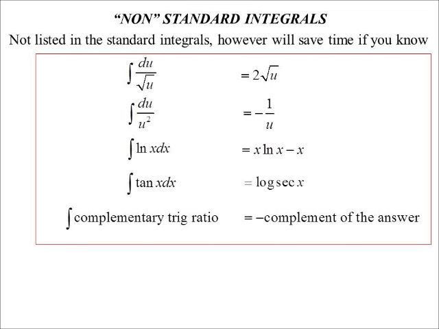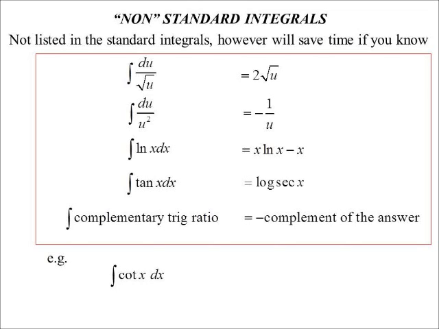So that idea of complementary ratios is always true. If you think about sine and cos, right? Integrate cosine, goes to positive sine. Integrate the complement of cosine, it goes to the negative of the complement of sine. So in other words, sine goes to negative cos.